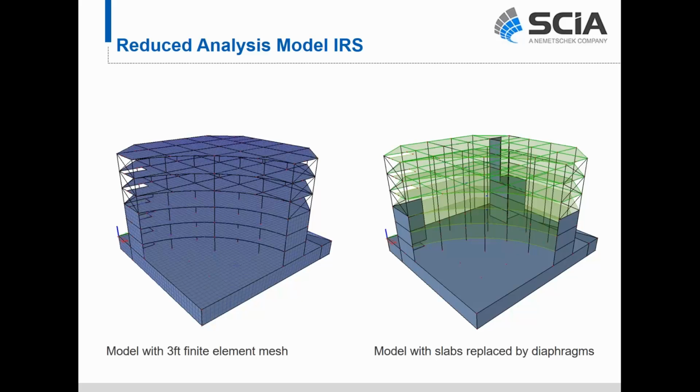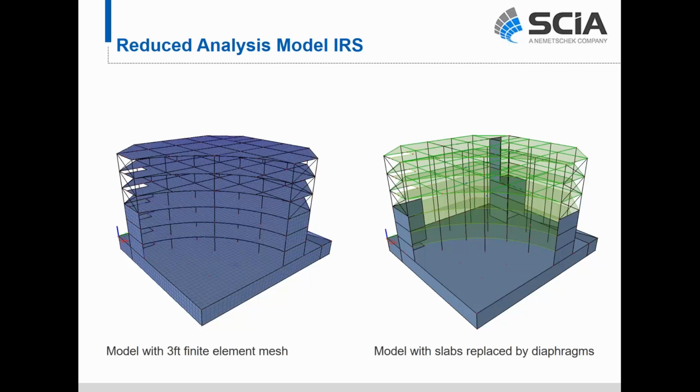Now, one of the other things that's done historically in finite element analysis, when trying to include dynamics, is that many people replace slabs. On the left here we can see a model with a 3-foot finite element mesh, and we're meshing the slabs. Those 7 slabs, we're all meshing them. They replace slabs with diaphragms.